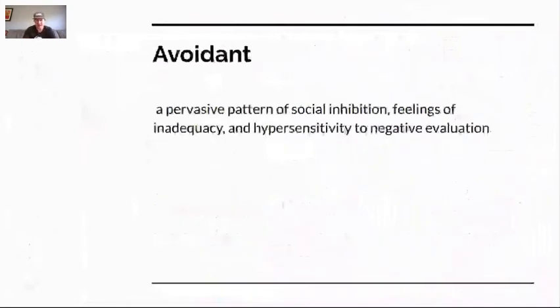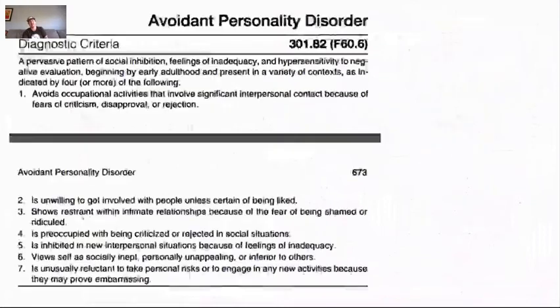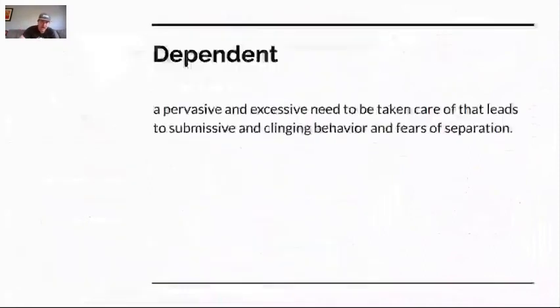Avoidant, we're going to go through these last three pretty quickly. Avoidant, a pervasive social inhibition, feelings of inadequacy, hypersensitivity to negative evaluation. I think that's kind of the key. It's just like you just don't like criticism and you just don't like disapproval or rejection, so you don't even go out there and put yourself out there. You're just avoidant of criticism.